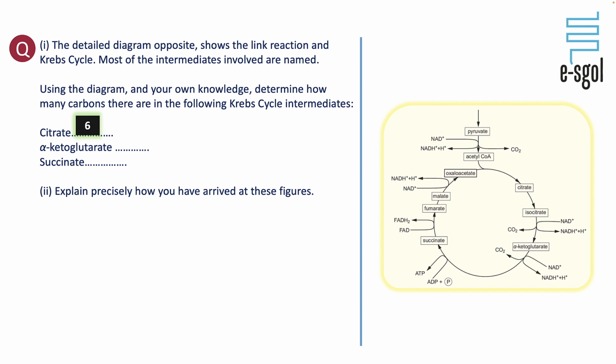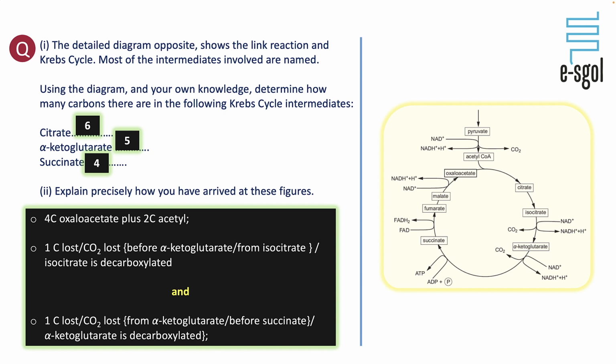The answer for citrate is 6. The answer for alpha-ketoglutarate is 5. The answer for succinate is 4. The answer for part 2 is 4C oxaloacetate plus 2C acetyl. 1C lost, CO2 lost, before alpha-ketoglutarate, from isocitrate, isocitrate is decarboxylated. And 1C lost, CO2 lost, from alpha-ketoglutarate, before succinate, alpha-ketoglutarate is decarboxylated.